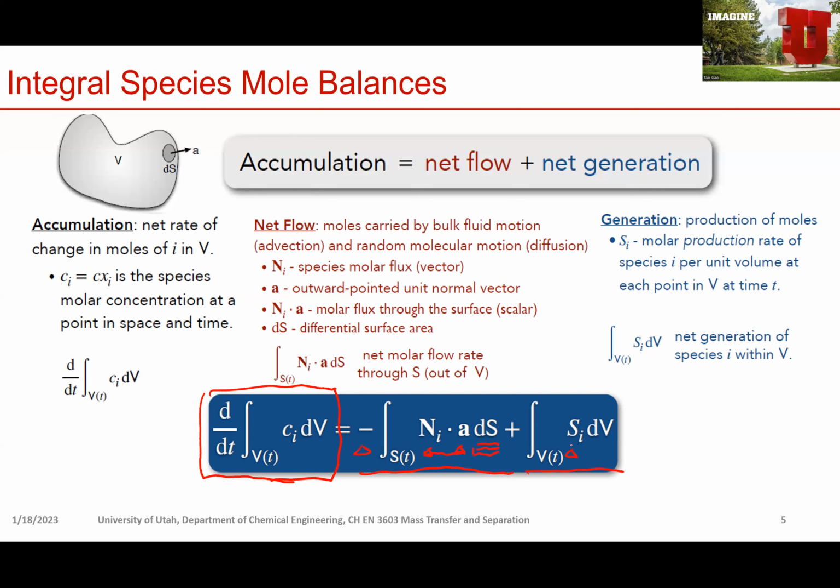Then we have the reaction term. Similarly, this is a production rate. Then we do the integral over the whole control volume. That gives us how much species is being generated in this control volume. So this is a mathematical equation, and once we have it, we can apply it to any problem we are interested in.